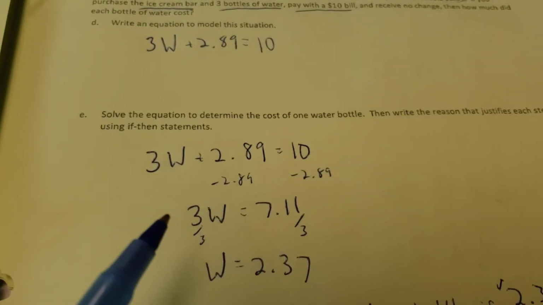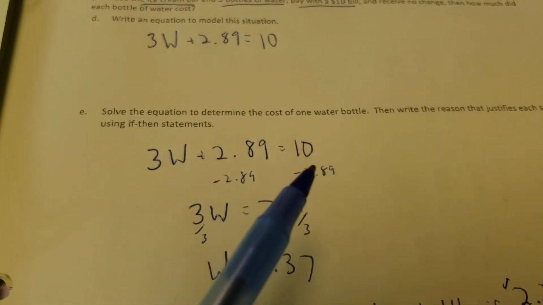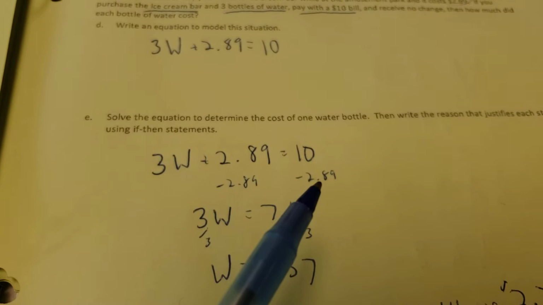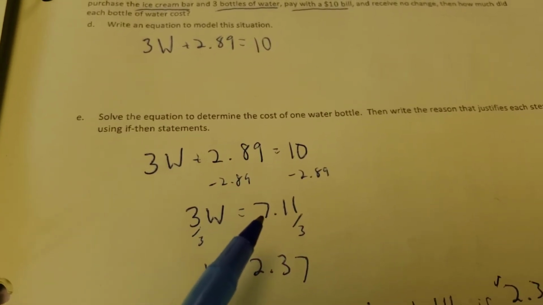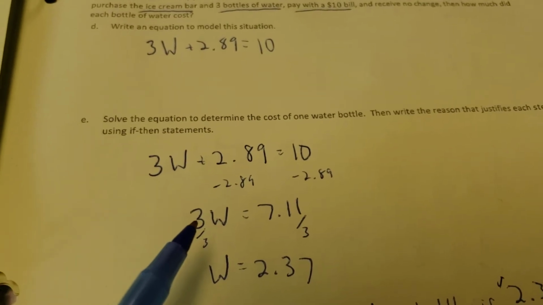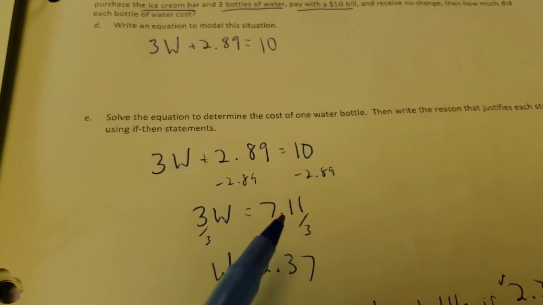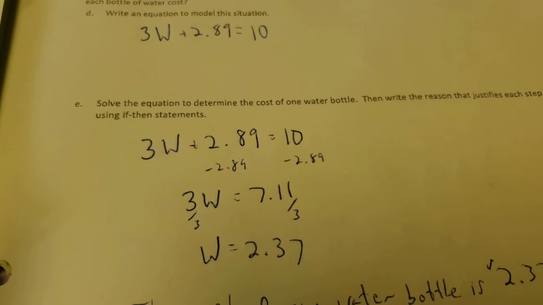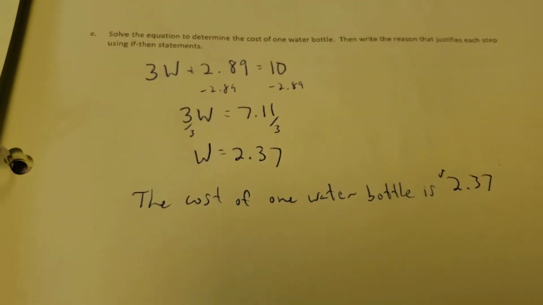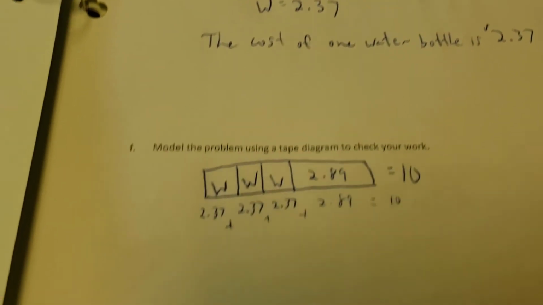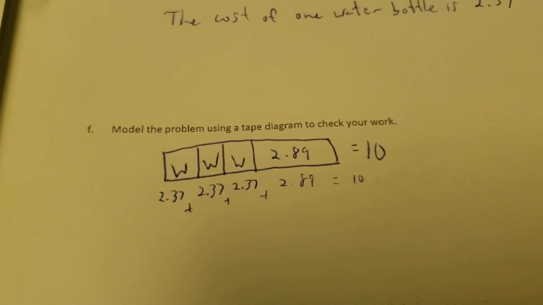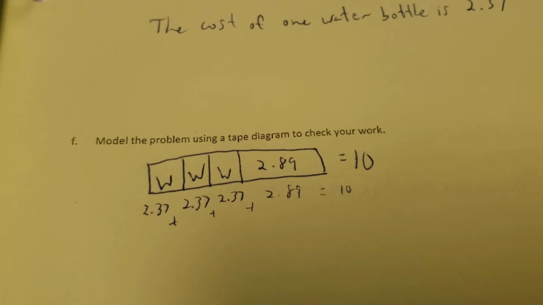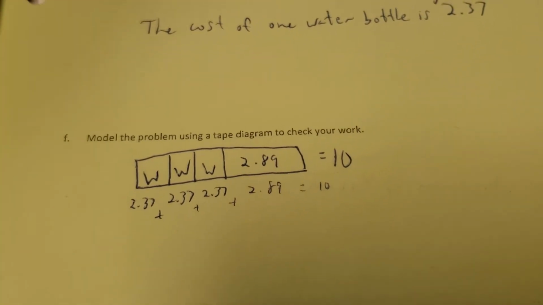So if you solve that, take away the $2.89 because the ice cream cost comes out of there. So you're left with 3 water bottles cost $7.11. So I don't want the cost of all 3, I want the cost of 1. So divide by 3, and I get W equals $2.37. So that's what we know our cost is. And of course we can verify that with a tape diagram. 3 of our W's plus $2.89. If you have 2.37 in there 3 times plus 2.89, it does give you $10.